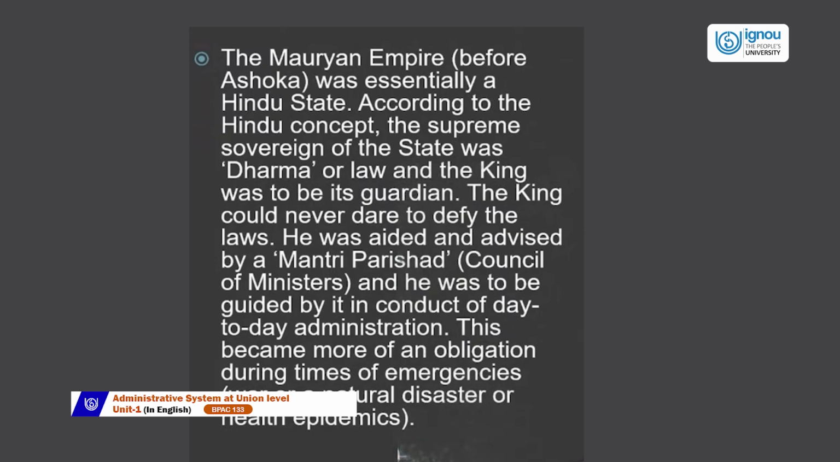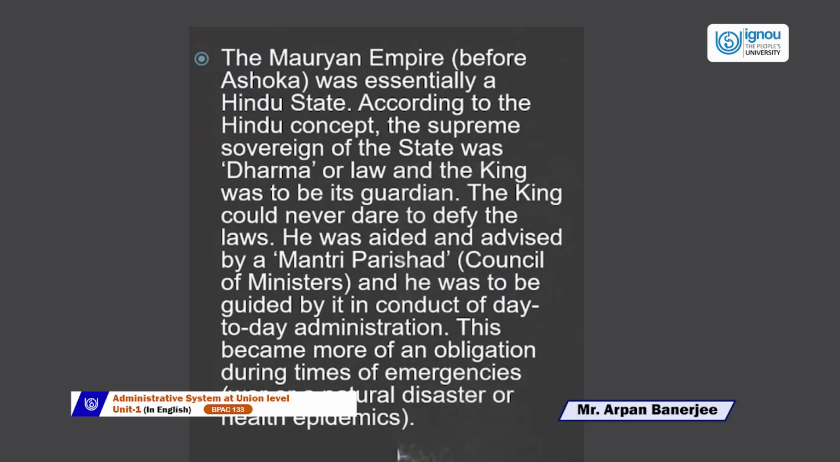So the Mauryan Empire before Ashoka was essentially a Hindu state, and according to the Hindu concept, the supreme sovereign of the state was dharma or law, and the king was the guardian of dharma. So that is why the king could never dare to defy the laws, because the king himself was the guardian of the dharma or the law.